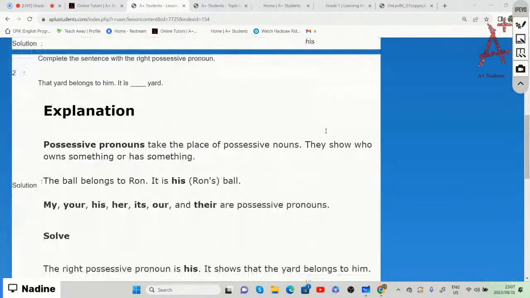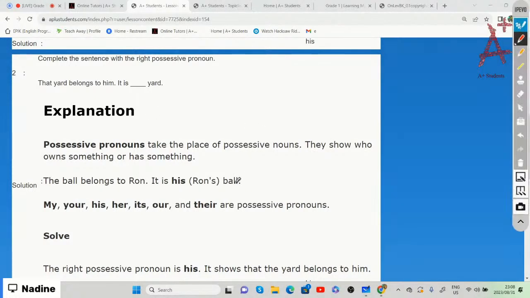That yard belongs to him. So if the yard belongs to him, then we can say it is his yard. So the yard belongs to him. It is his yard.